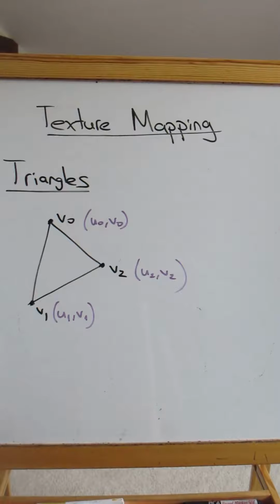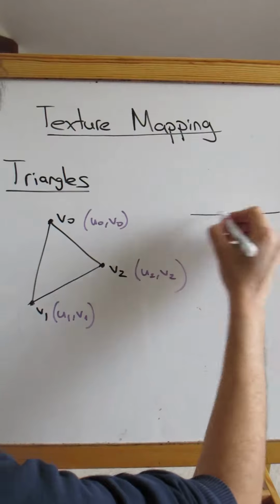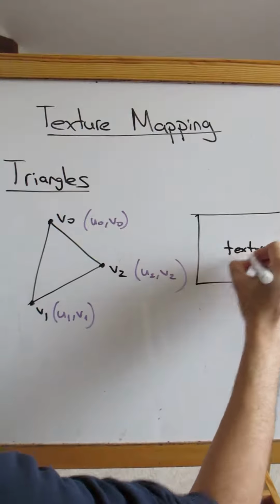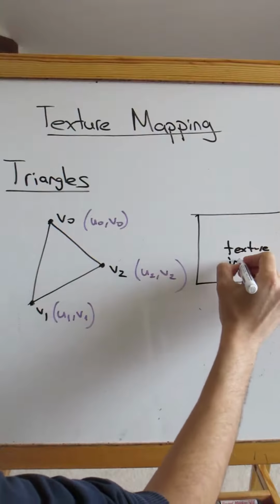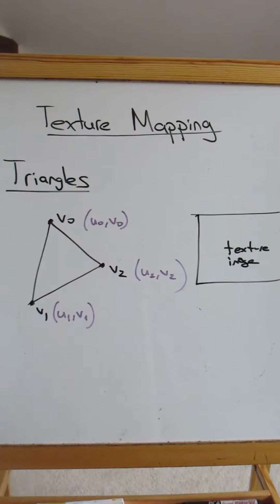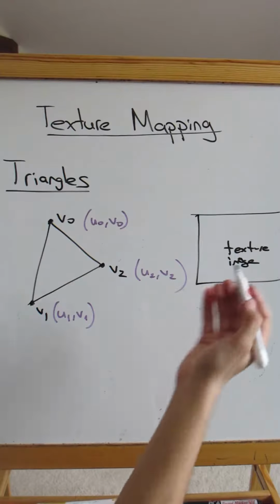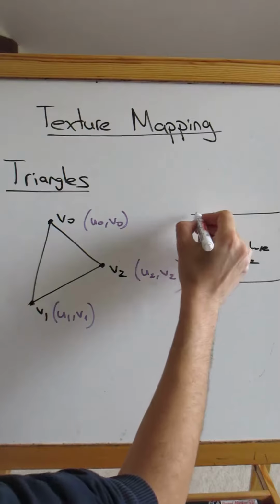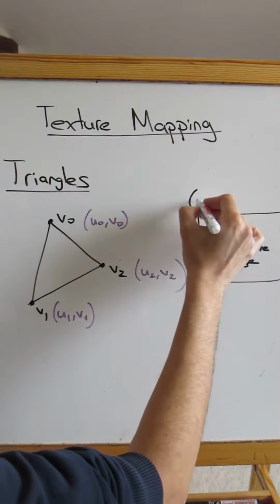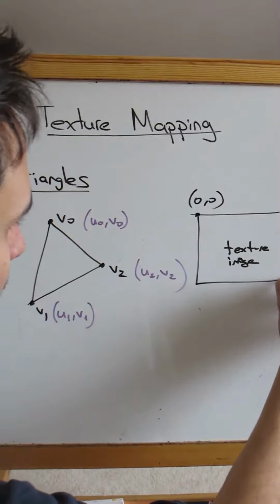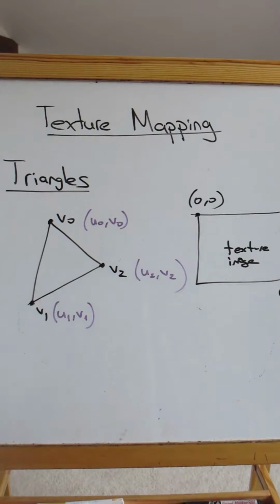So these coordinates define where on the texture image, which part of the texture image will map to this vertex. Okay, so if we say, let's use a coordinate system. Let's say this is 0, 0, and let's say this is 1, 1.